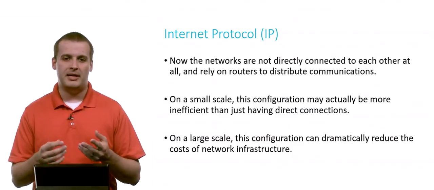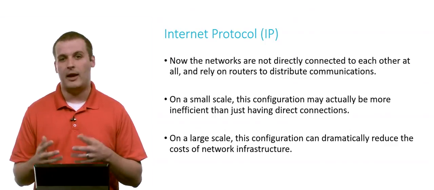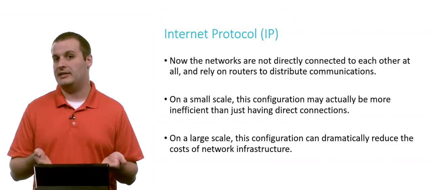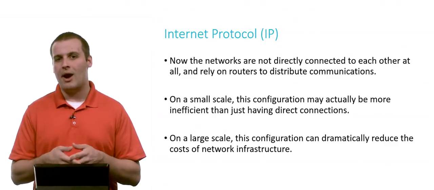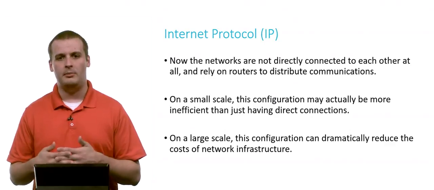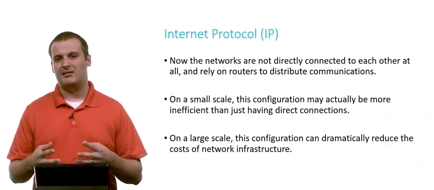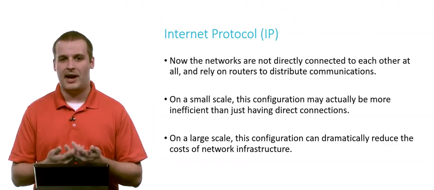There could have been, maybe in that example, we could have made it so that network 1 and 2 were directly connected, and that would be OK. Some networks are physically connected to other networks, but they're not all connected to each other. They rely on the routers, in this particular example, to distribute the communication from point A to point B. On a small scale, like what we're talking about here, this configuration actually might be more inefficient than just having direct connections.